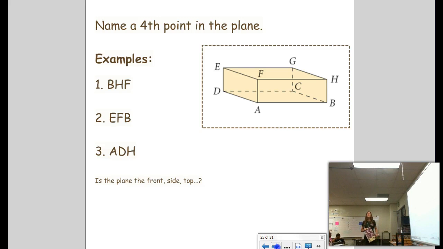All right, name a 4th point in the plane. This might be even easier than the one we just did. Name a fourth point in the plane. BHF. Perfect. What is it? Say it again. A. We're just completing the plane. We're saying, hey, I know that that's the front of the box, and the letter we haven't named yet is A.